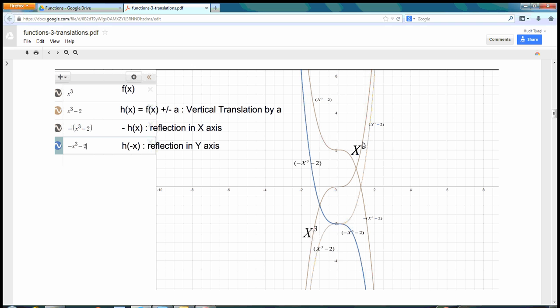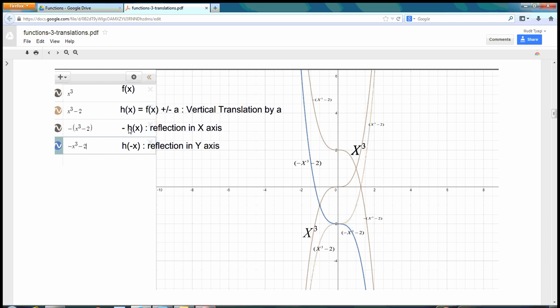So we had x cubed right here, and it's going through 0, and you see that x cubed minus 2 is this function, and this 0 here has moved down to -2.